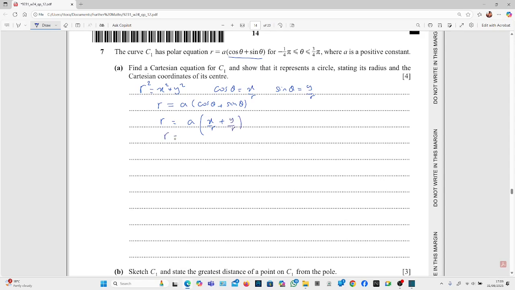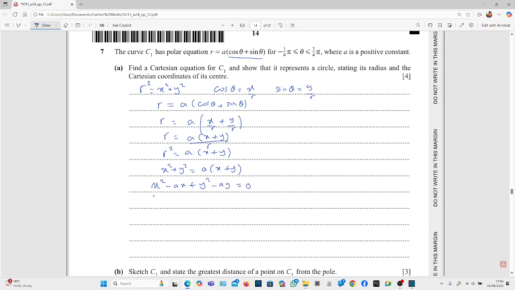As can be seen, there's a common denominator over here. So we have a(x + y) all over r, and so r² = a(x + y). And as we've seen before, r² is x² + y², so x² + y² = a(x + y), and so we have x² - ax + y² - ay = 0 if we rearrange all of that.